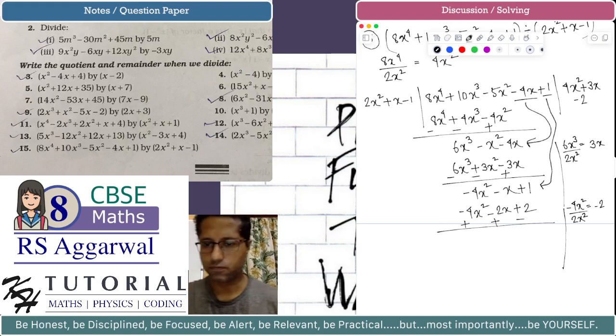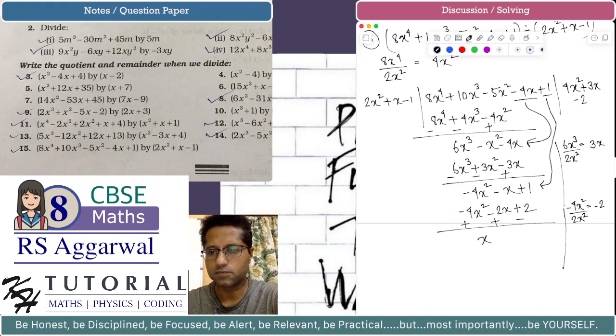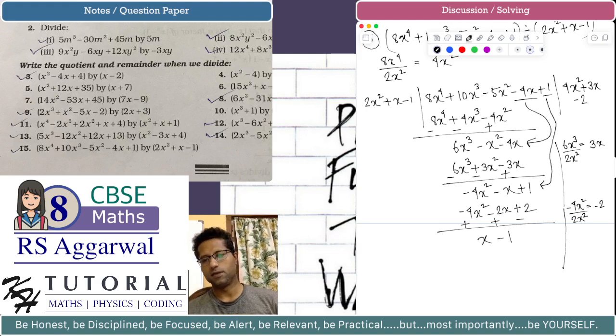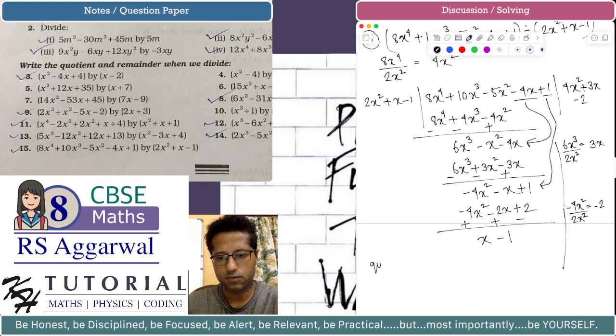Minus 4x square plus 4x square cancels out. Minus x plus 2x is x. Plus 1 minus 2 is minus 1. And now we see that the degree of the remainder is 1, which is less than the degree of the divisor. So the division stops here. And we have the quotient equal to 4x square plus 3x minus 2, and the remainder is equal to x minus 1.